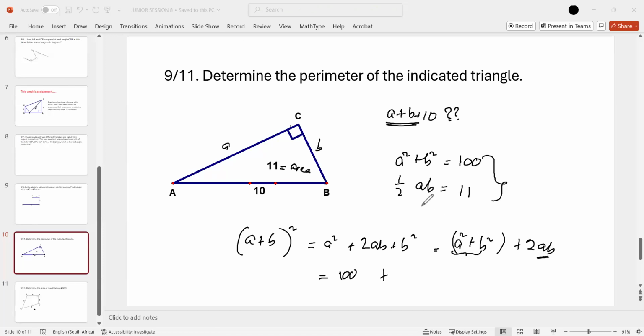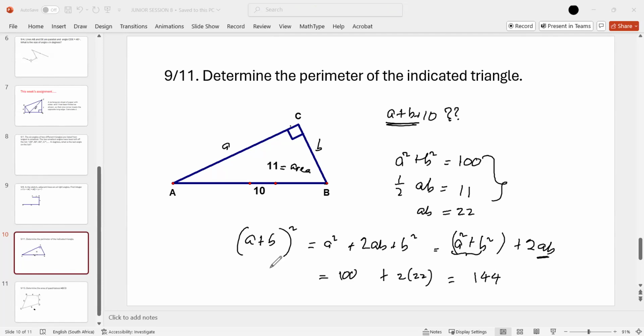And you got ab. Let's see, what is ab? Well, if you multiply by 2, then the 2 times half is 1. So multiply on both sides by 2, you get ab equals 22. So 2ab is 2 times 22. It's 2ab. 2 times 22 is 44. 100 plus 44 is 144.